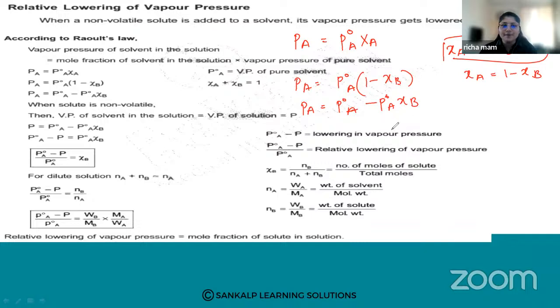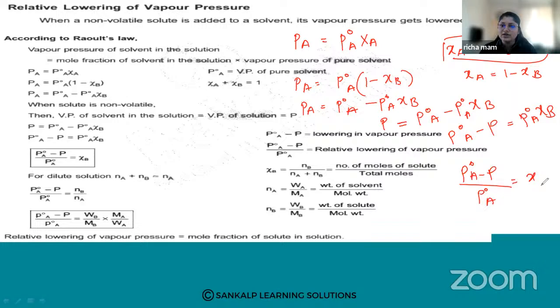So P is equal to, so we are taking the vapor pressure to be equal to the vapor pressure of the solution. So P, the total pressure, will be equal to P naught A minus P naught A into psi of B. Okay, so vapor pressure minus P is equal to, so I'm taking this common. When you take it to this side, it will be P naught A into psi of B. So I am transferring the minus P naught A, and it is equal to psi B.